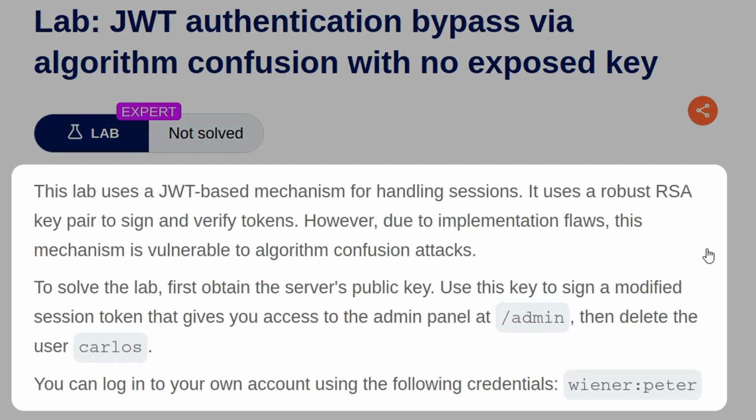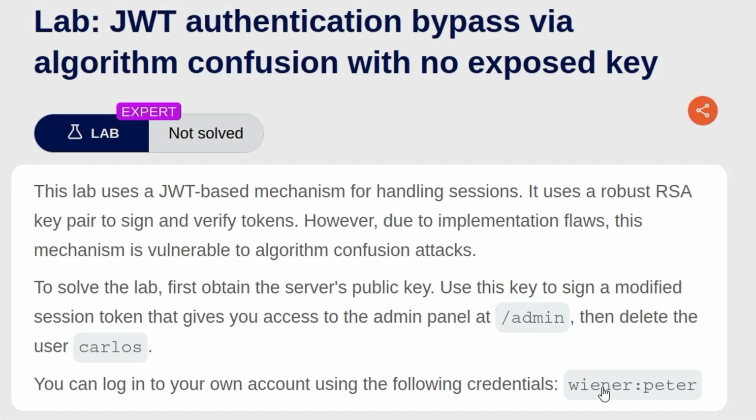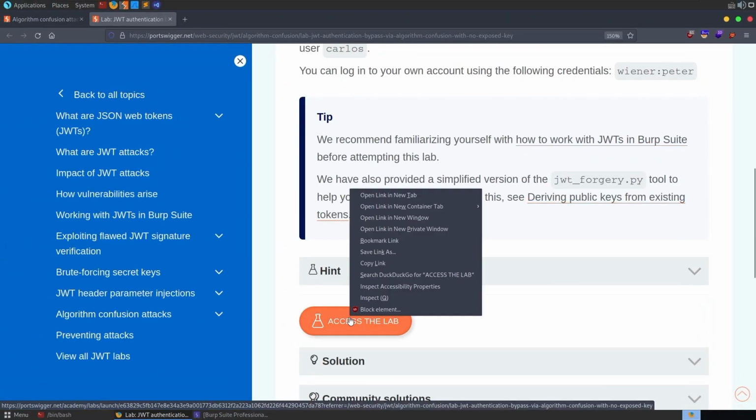The description says, "This lab uses a JWT-based mechanism for handling sessions. It uses a robust RSA key pair to sign and verify tokens. However, due to implementation flaws, this mechanism is vulnerable to algorithm confusion attacks. To solve the lab, first obtain the server's public key, use this key to sign a modified session token that gives you access to the admin panel, and then delete the user Carlos." And again, we are given the usual credentials to log in with.